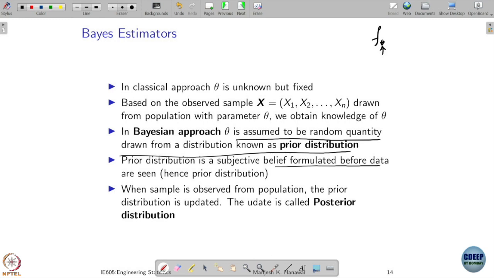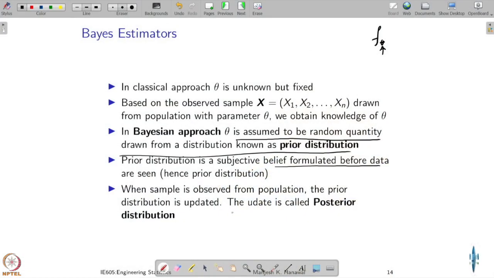And this prior distribution is a subjective belief about where that theta may be coming from. Initially we may assume that these thetas are coming from a certain distribution. But when we observe a sample generated, we may improve our belief about which distribution these thetas are coming from, and that is what we are going to update and call the updated distribution the posterior distribution. So initially we make some assumption that theta may be coming from some distribution, which we call the prior distribution. But when we start observing some data, we want to revisit and update that distribution, and the updated distribution is what we obtain as the posterior distribution.